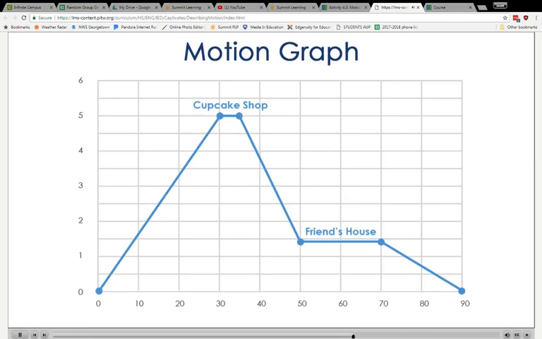A motion graph is a graphical representation of the motion of an object. Generally, the motion is represented by a displacement with respect to time. On a Cartesian coordinate plane, time is typically the independent variable and represented on the x-axis. Displacement is the dependent variable and represented on the y-axis.